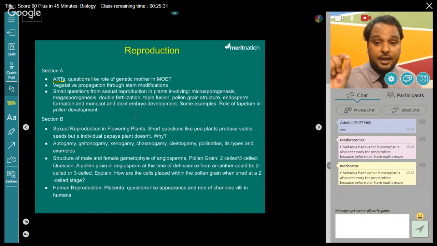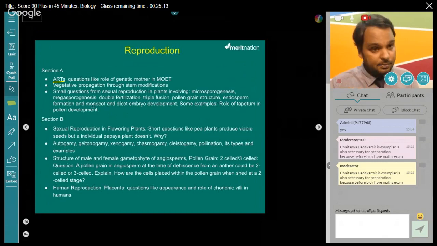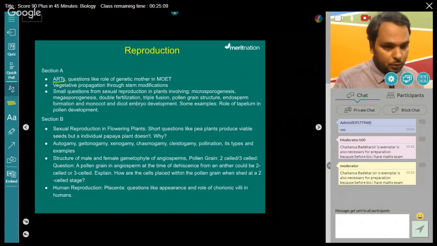Vegetative propagation through stem modification. That is not a question from the morphology you studied in 11th class, but from the very first chapter of your NCERT, and there's a diagram and all the things there. Do go for that. Small questions on sexual reproduction in plants, like microsporogenesis, megasporogenesis, double fertilization. As I told you, these are the important topics that you need to go through.